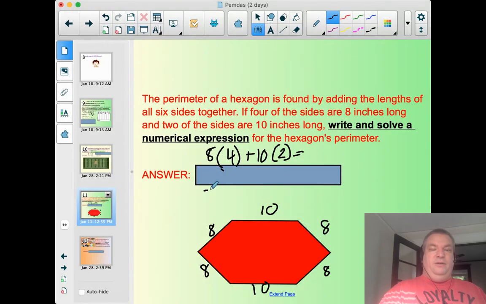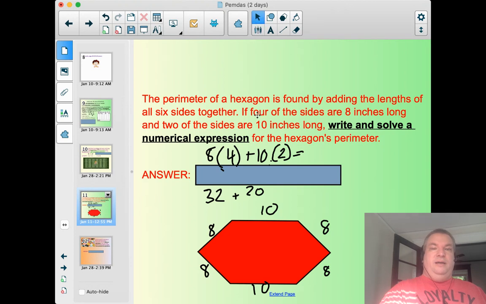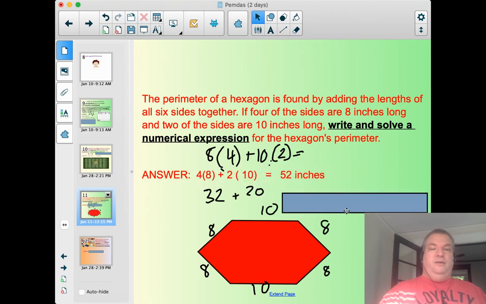Then I can add them together. 8 times 4 is 32. 10 times 2 is 20. If I add 32 and 20 together, I get 52 inches. All right, so 8 times 4. They wrote it in a different order than I did, but remember, order doesn't matter with multiplication. 4 times 8 is the same as 8 times 4.